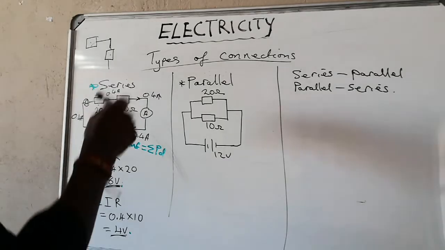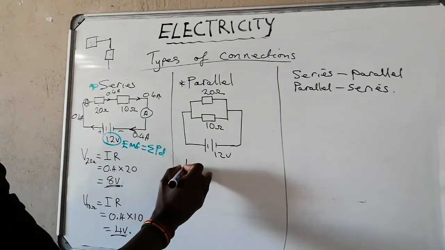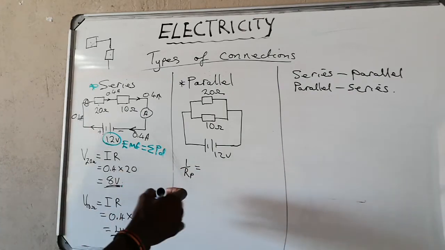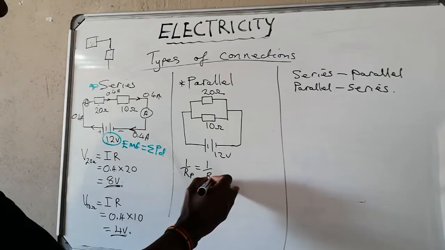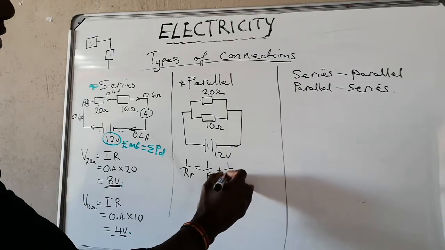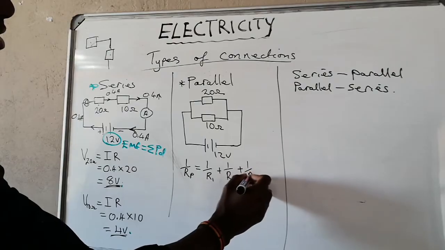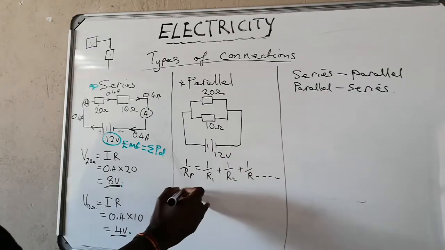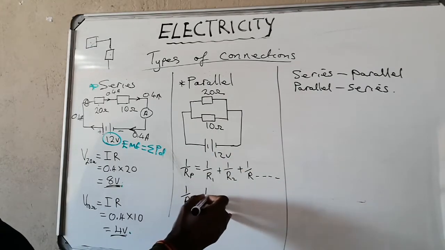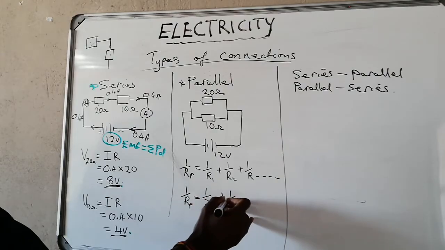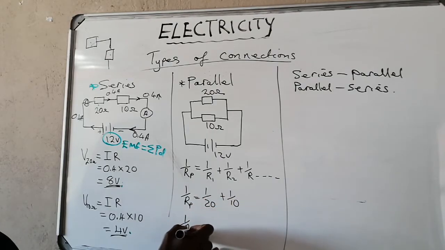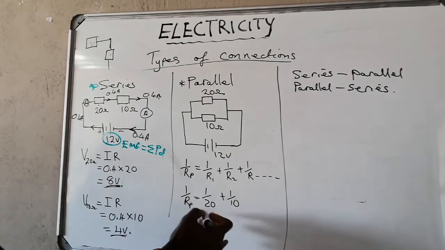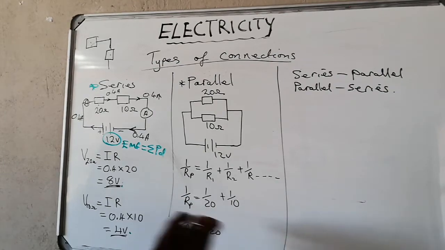So with a parallel connection, in order for us to get the total resistance, it will be an inverse. I'll use RP: 1 over RP equals 1 over resistor 1 plus 1 over resistor 2 plus 1 over resistor so and so. As long as they are connected in parallel, it should be an inverse. So in this case, we shall say 1 over 20 plus 1 over 10. Okay, we quickly work our calculator. We get 3 over 20.